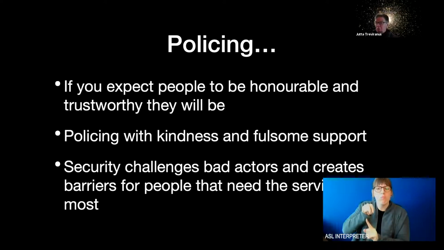But one of the things that we've learned in studying other systems around the globe is that if you expect people to be honorable and trustworthy, they will be. And the best policing strategy is with kindness and fulsome support. Security systems that are too rigid challenge bad actors to try to crack the system and create barriers for people that need the service the most. And they tend to cost more than the service that you provide.